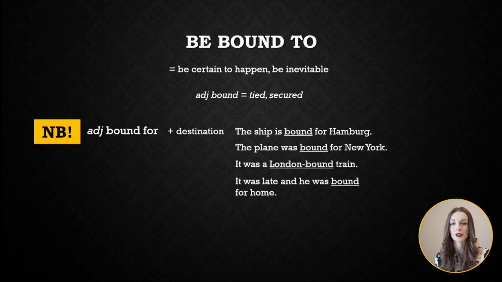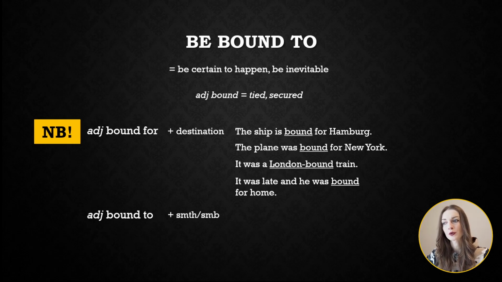In these sentences, we speak about somebody's destination, that he or she was tied to a particular place or had a particular direction. The ship is bound for Hamburg. Its destination is Hamburg. The plane was bound for New York. The plane's destination is New York here. A London-bound train, we can create such a beautiful adjective. London-bound or New York-bound train, that is a train that goes to London. Somebody can be bound for home, meaning he or she is coming home.